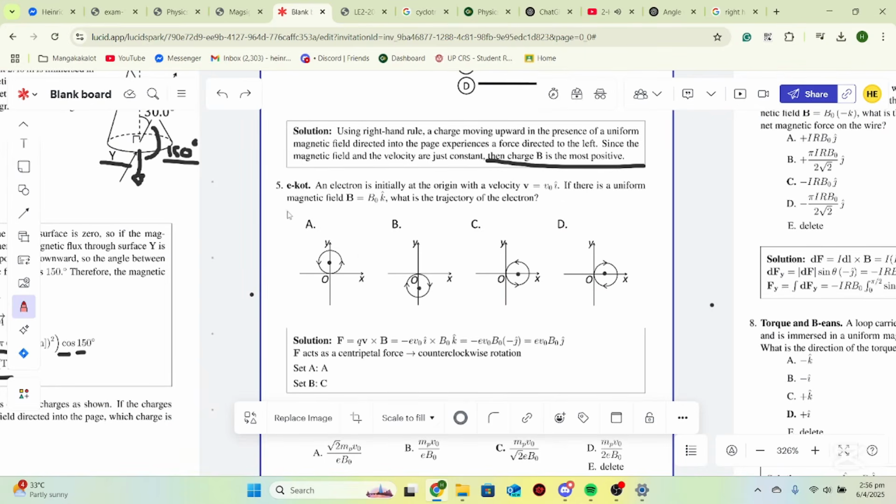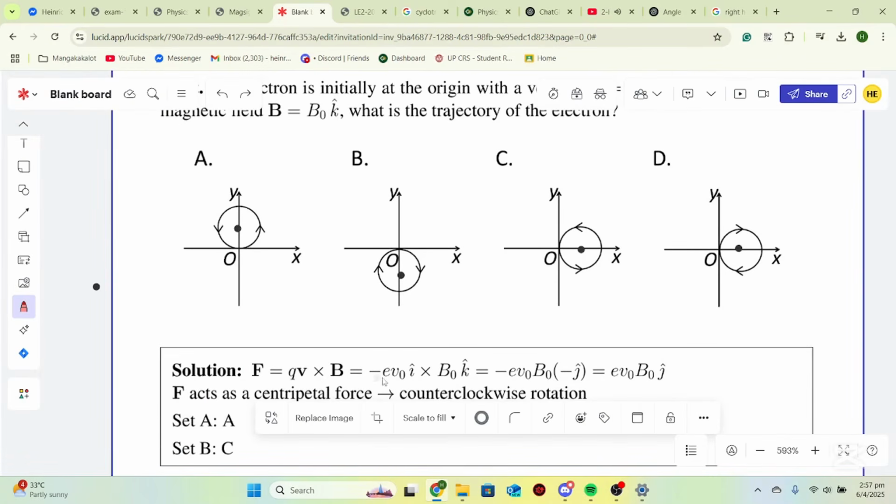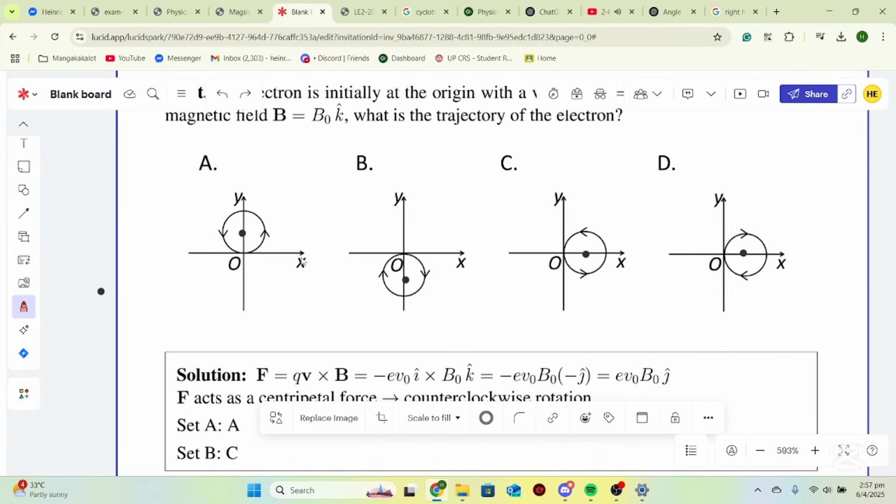If there's a uniform magnetic field at positive k, what is the direction of the electron? So if we do a cross product for force over here, we know I cross k is negative j, but since there's a negative e, negative j becomes positive j. So right there, we can already find that A is our answer because it's the only one with a positive j.